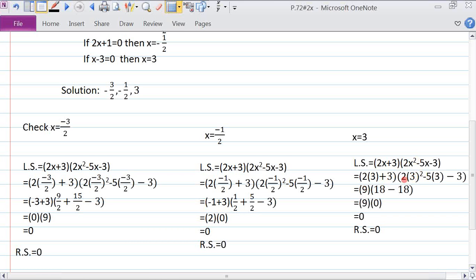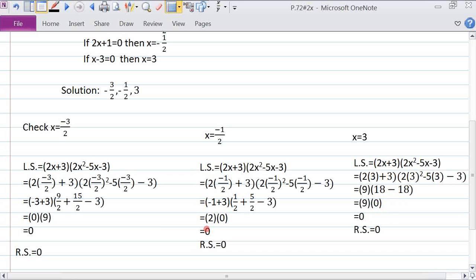2x squared is 2 times 3 squared minus 5 times 3 minus 3. So here, 3 squared is 9. 2 times 9 is 18. 18 minus 15 minus 3. This becomes this 18, and the minus 15 and the minus 3 become minus 18. So in this bracket, this becomes 0.